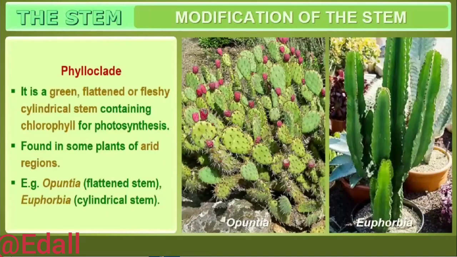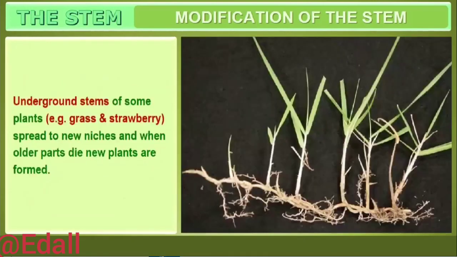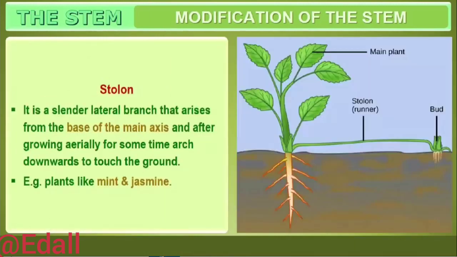Some plants of arid regions modify their stems into flattened, Opuntia, or fleshy cylindrical, Euphorbia, structures. They contain chlorophyll and carry out photosynthesis. Underground stems of some plants such as grass and strawberry, etc., spread to new niches, and when older parts die, new plants are formed. In plants like mint and jasmine, a slender lateral branch rises from the base of the main axis and after growing aerially for some time arches downwards to touch the ground.